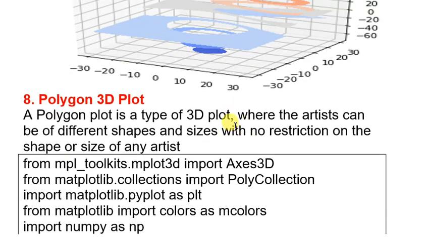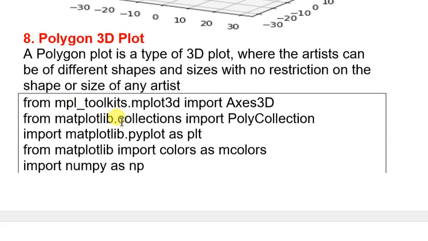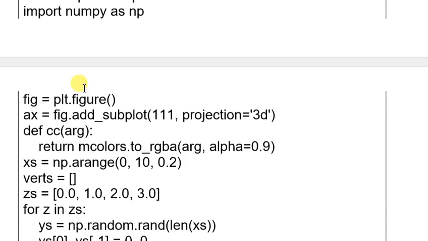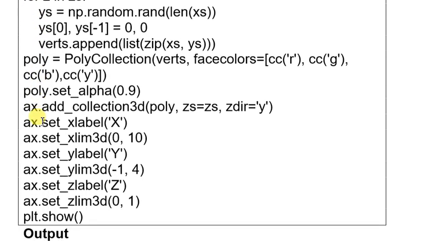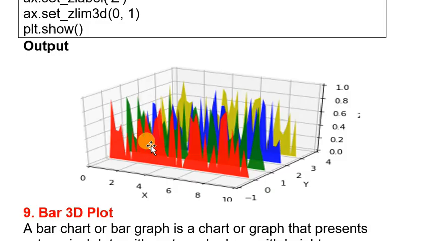Polygon 3D plots. A polygon plot is a type of 3D plot where the artists can be different shapes and sizes, with no restriction on the shape or size of any artist. Okay, this is the code, and if you see down here, this is the output of this one.